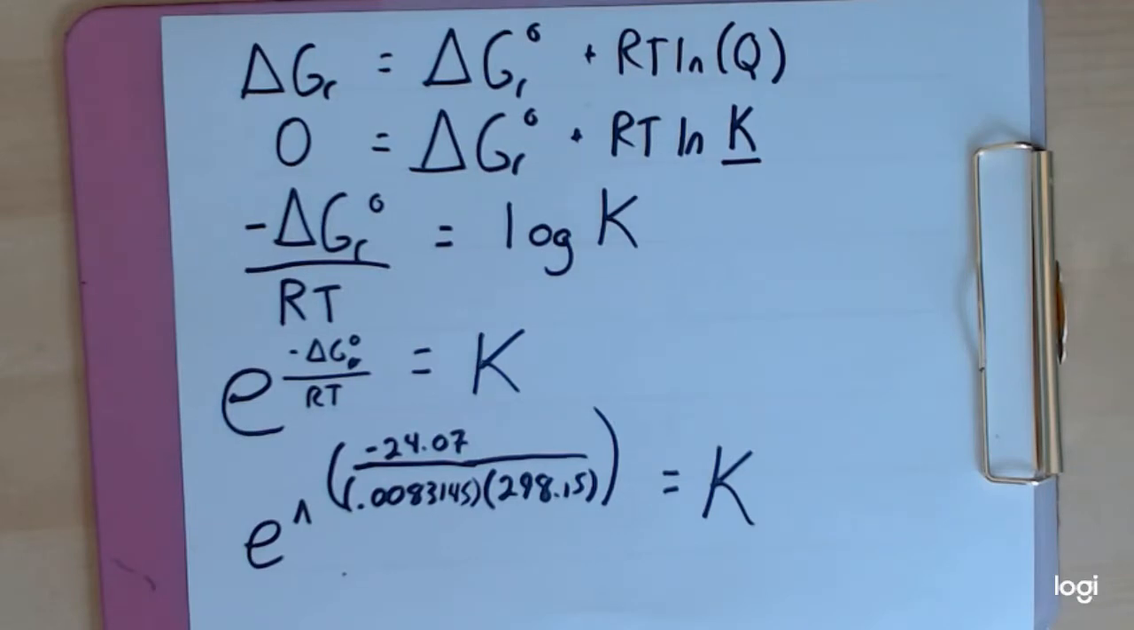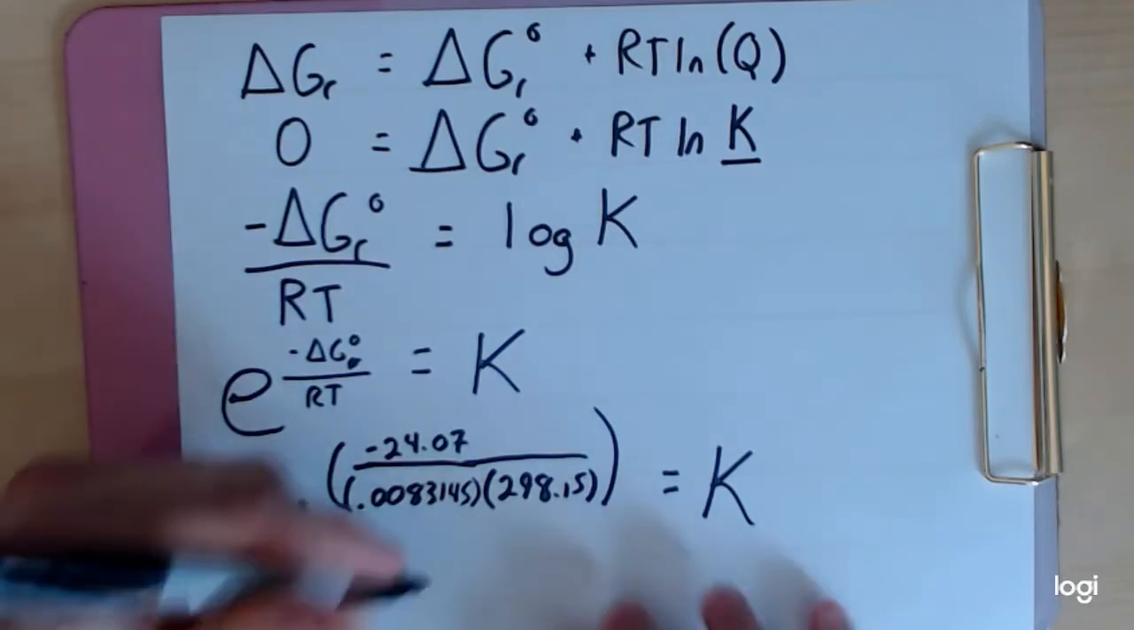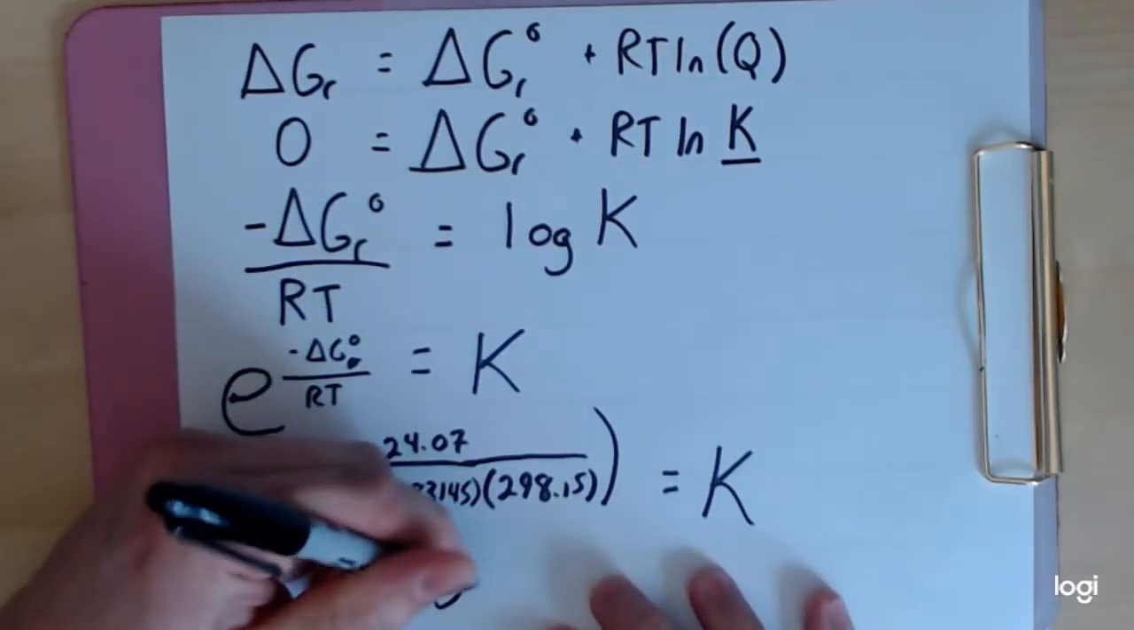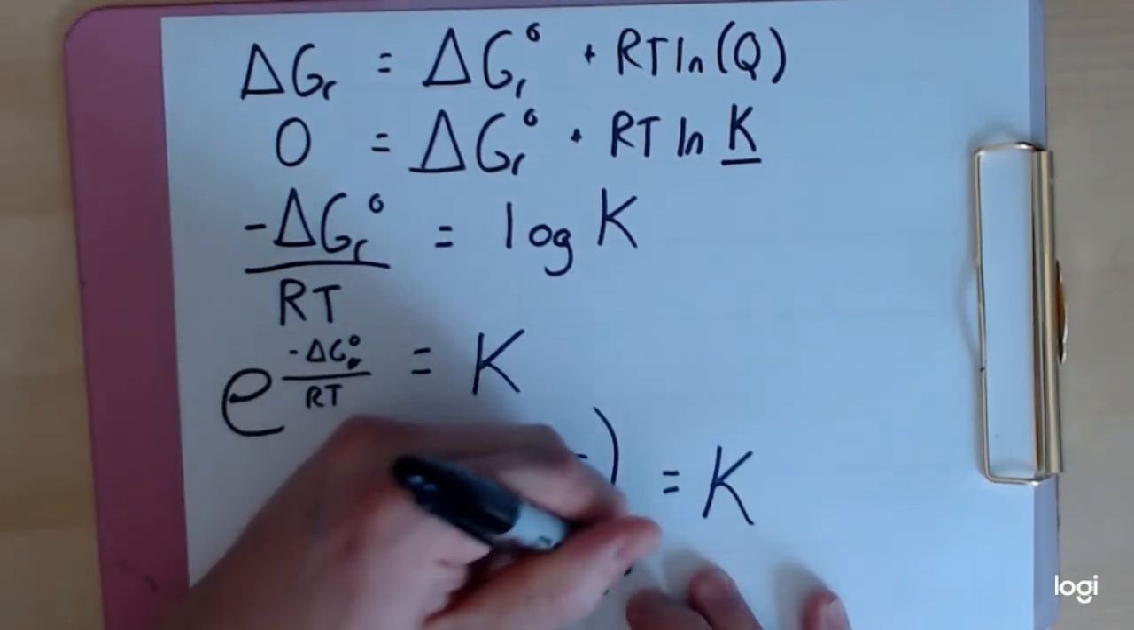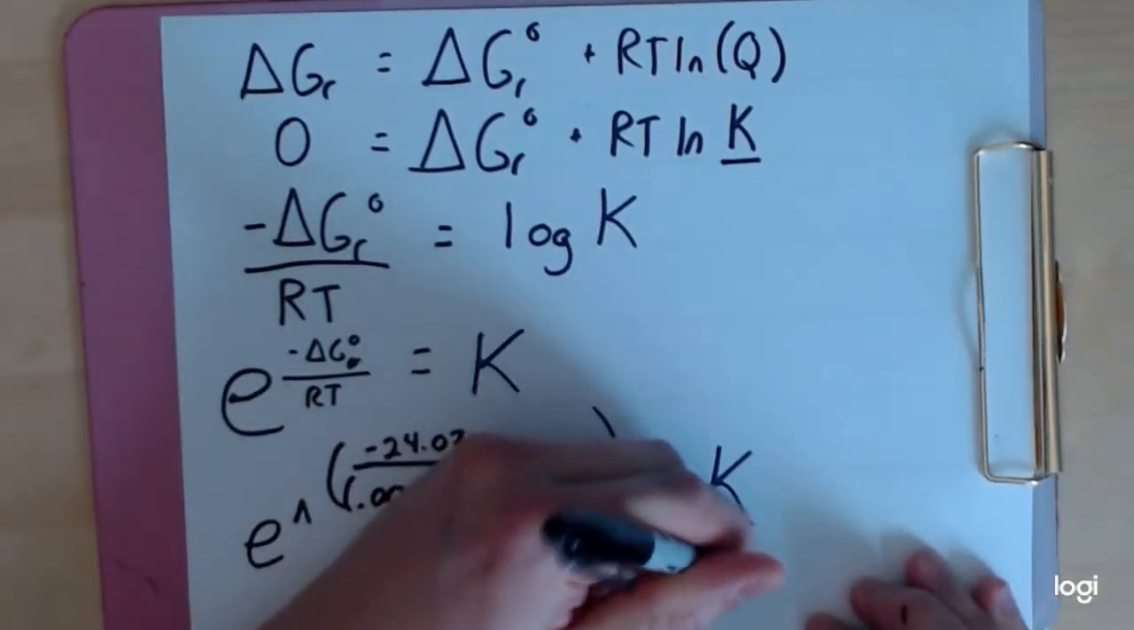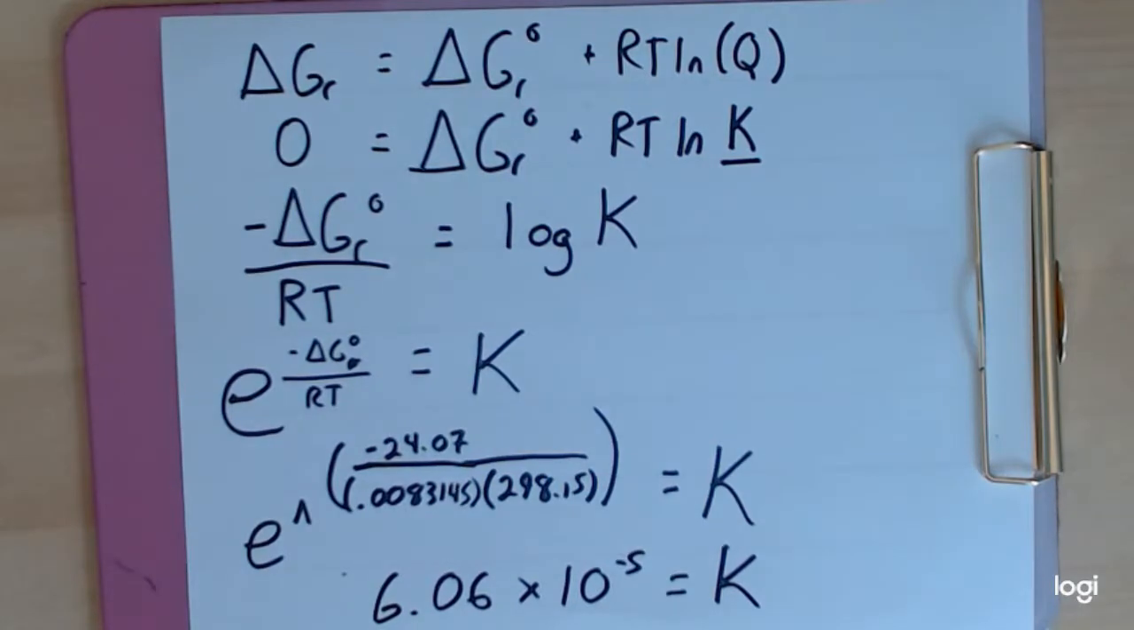And let me just solve this in my head real quick. Okay, it is 6.06 times 10 to the negative 5 for this reaction. Okay, now let's use this K value to solve for the concentrations that we want to solve for.